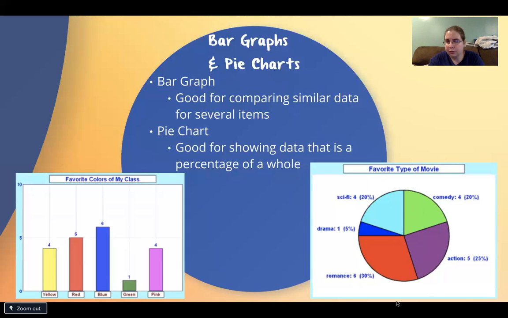So in this graph, the pie chart, favorite type of movie, 4 kids like sci-fi the best, that's 20%. 4 like comedy the best, that's 20%. 5 like action, that is 25%. 6 like romance, that's 30%. And 1 likes drama, that is 5%. So again, we can kind of see this. And actually, these are all the same numbers, just different colors as opposed to this.